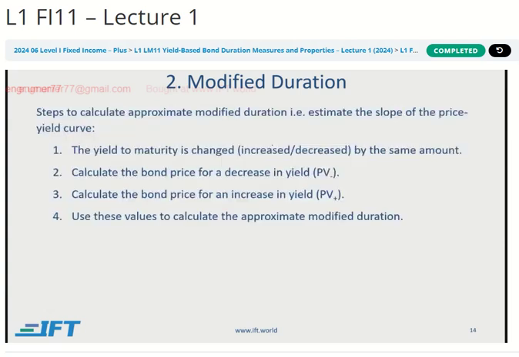So what are the steps? Obviously you have to shock the yield by the same amount on both sides, right? Calculate the price when the yield is going down, price is going up, calculate the price when yield is going up, price is coming down, and use that to calculate your approximate modified duration. And then you can even use that to reverse calculate your MACD, which will obviously also be approximate then, right?